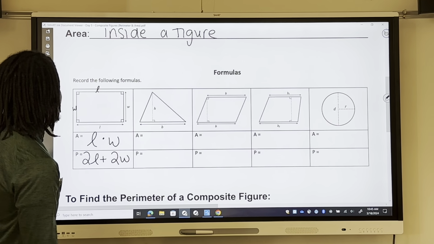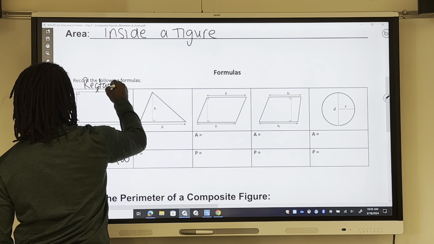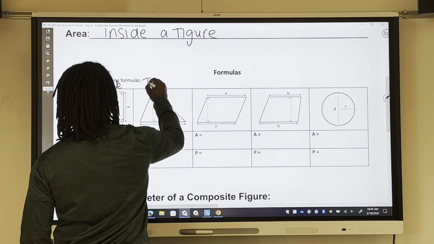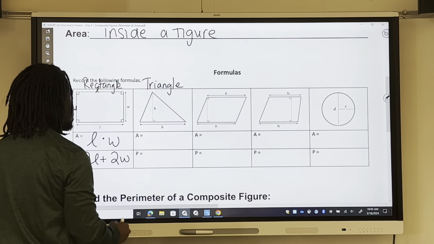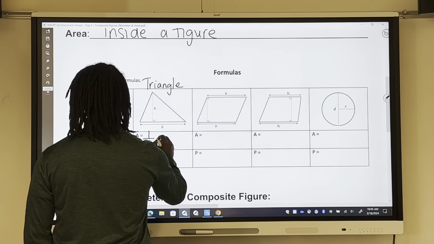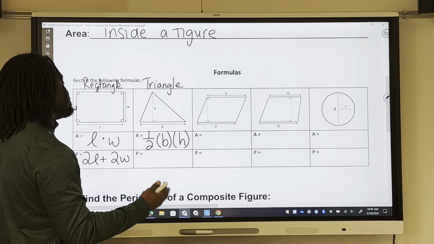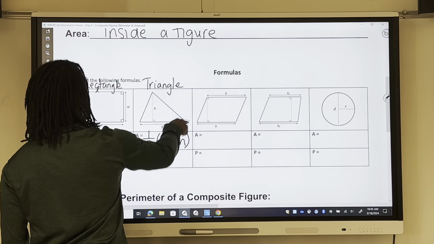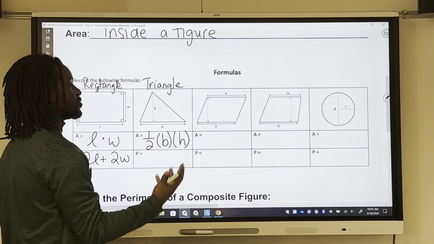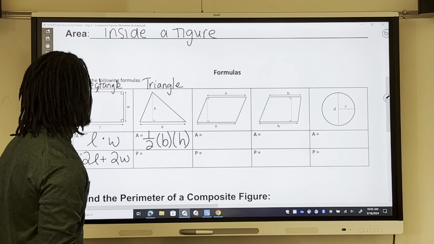Okay, so that is for a rectangle. Next, we have the formula for a triangle. A triangle is 1/2 times the base times the height, so 1/2 bh, all right? For a triangle, to find the perimeter, you just add up the sides, and there is no formula because each of these sides might be different.